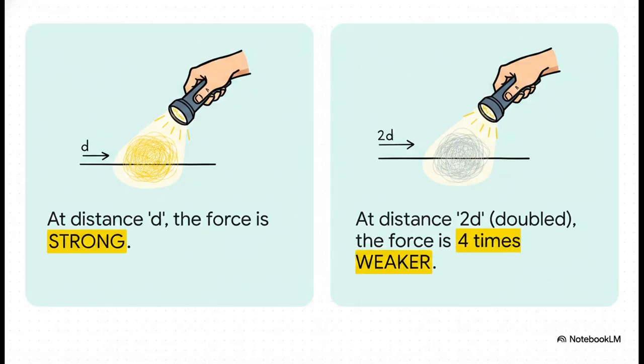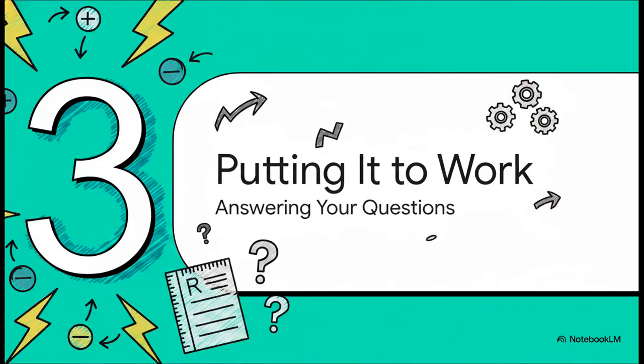So what does that actually mean for us? It means that distance has a massive effect on this force. If you take two charges and you double the distance between them, the force doesn't just get cut in half. No way. It becomes 4 times weaker. If you triple the distance, it's 9 times weaker. Think about it like a flashlight. The beam gets way, way dimmer the further you move it from the wall. Same principle.